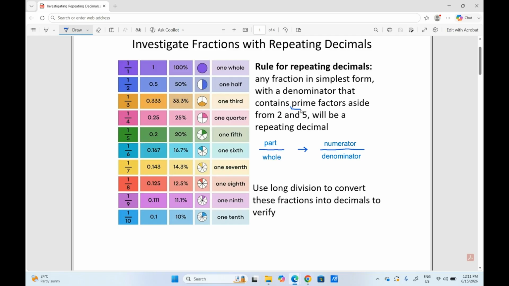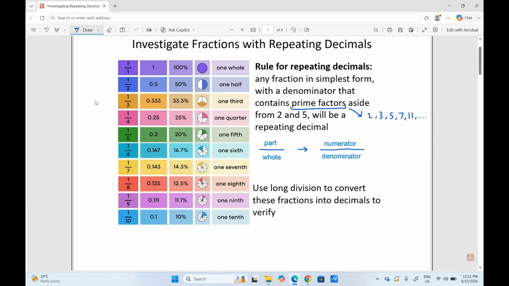So first things first, what are factors again? Factors are numbers that can multiply together to create another number. Prime numbers are numbers that only have two factors, one and itself. So 2, 3, 5, 7, 11, etc. These are examples of prime numbers. And prime factors are factors that contain these prime numbers in them.